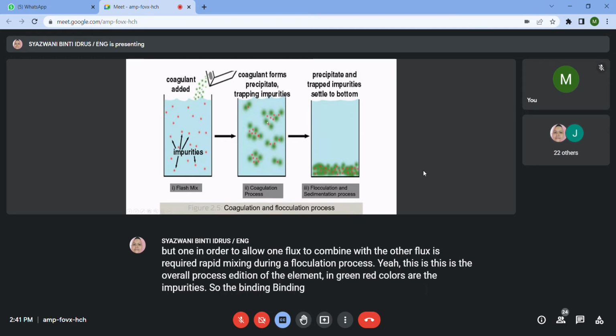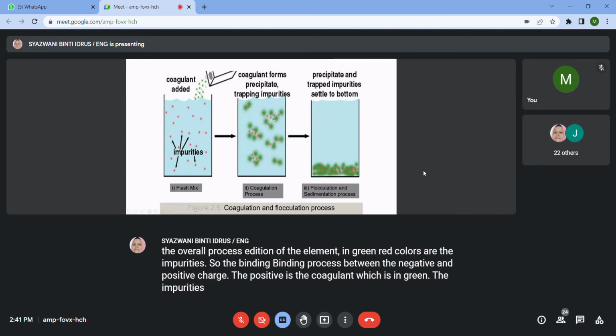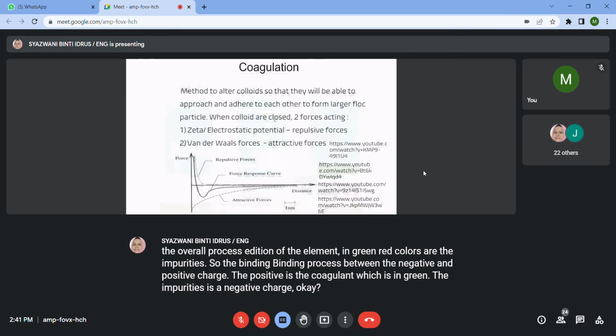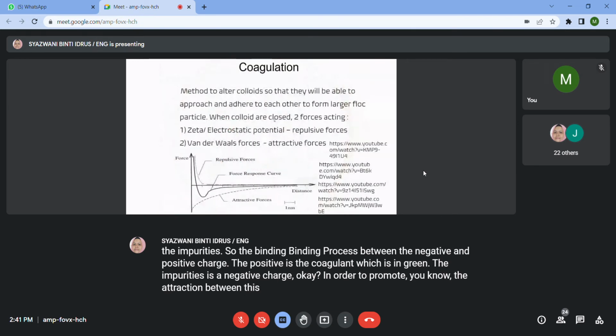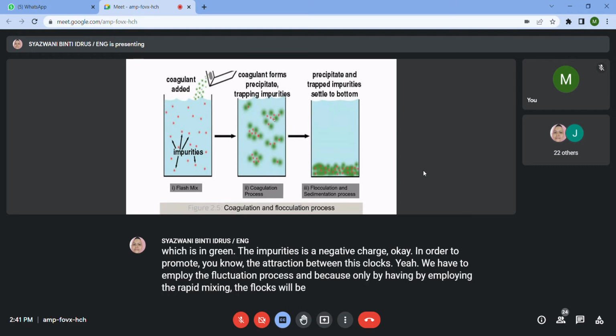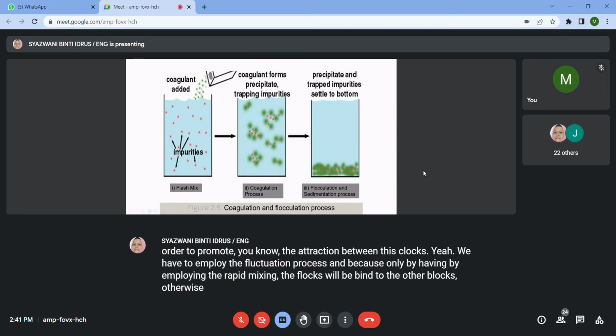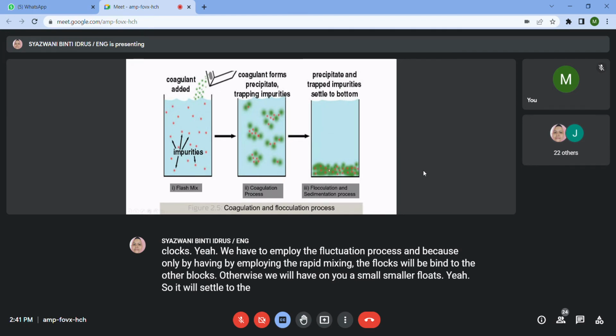binding process between the negative and positive charge. The positive is the coagulant, which is in green. The impurities are a negative charge. Okay, in order to promote the attraction between these flocs, we have to employ the flocculation process, because only by employing the rapid mixing, the flocs will bind to the other flocs. Otherwise, we will have only smaller flocs. So they will settle to the bottom part of the tank, but it will take some time.